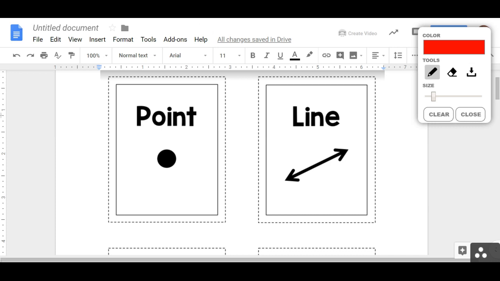All right, so a point, we're going to go over here. A point is a determined space. Oh, that's horrible. Let's make it smaller. Try to keep yours in the box. It is a determined space that shows placement.